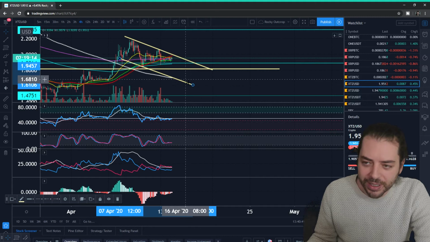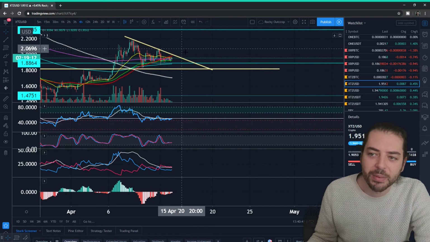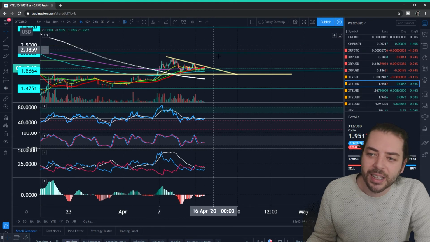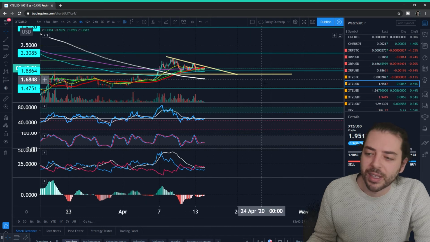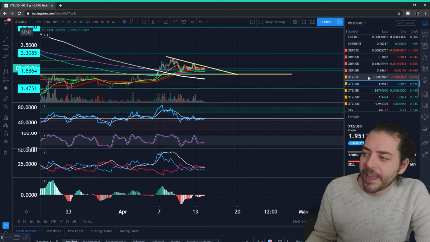So we're going to have to wait and see how this evolves in terms of its overall shaping up, and to see if we can resume this sort of brief upward trend that we had there.